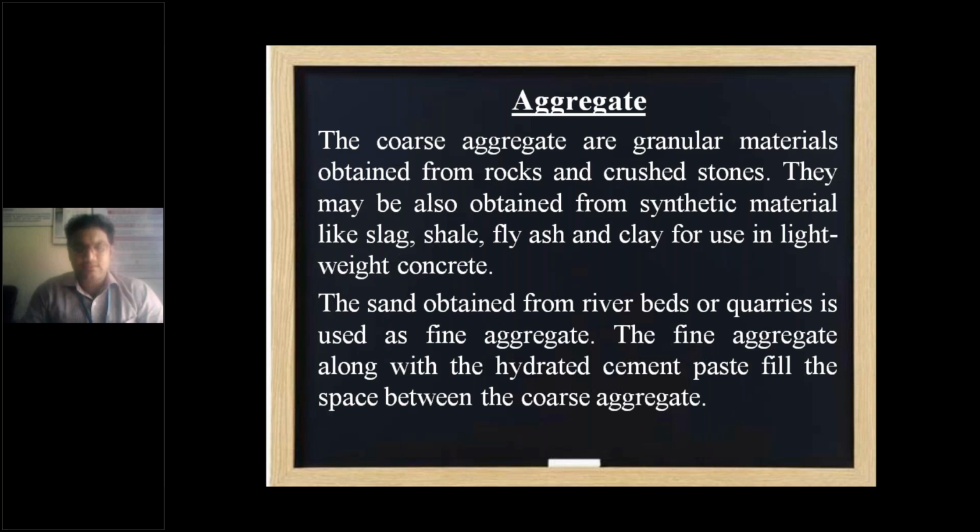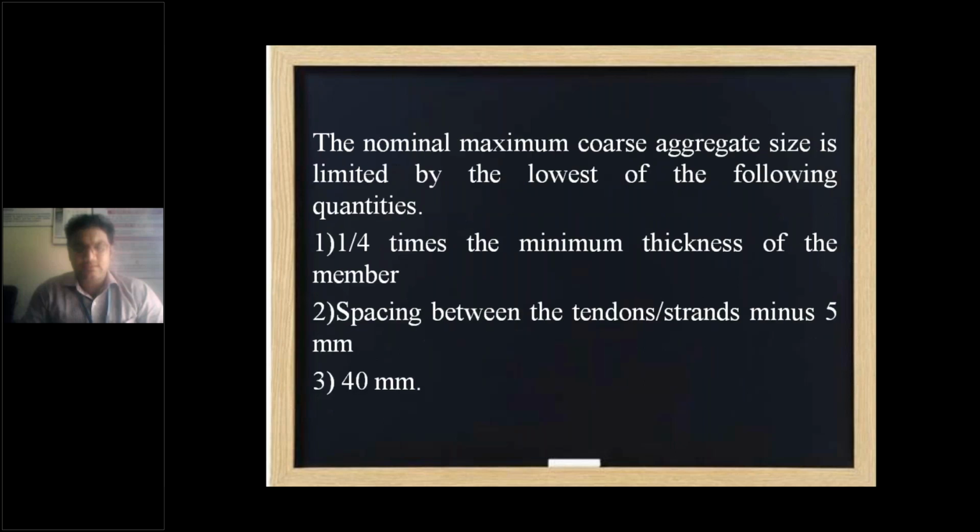Next, coming to the size. I think you are all familiar with IS 456-2000, which gives what should be the maximum coarse aggregate size to be used in RCC, isn't it? Can anyone answer me, what is the maximum coarse aggregate size which you are going to use in reinforced concrete structures, RCC? You can just text me, or please unmute yourself and answer my question.